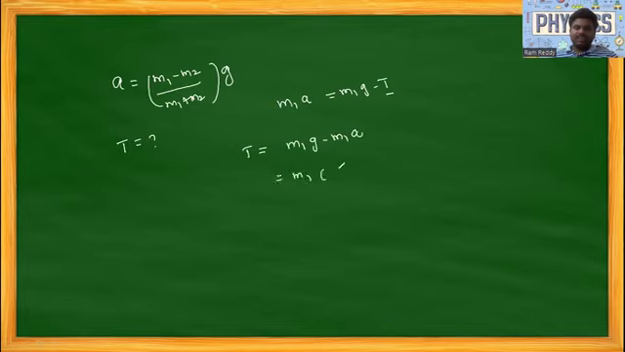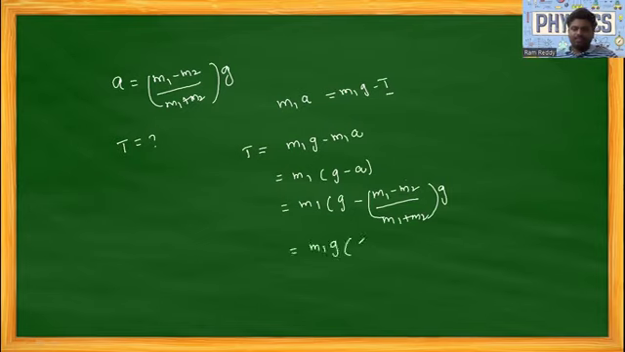Then if we take m1 common, m1 into (g minus a). Here a is (m1 minus m2) by (m1 plus m2) into g. So again we take g outside. So taking m1g outside, it is 1 minus (m1 minus m2) by (m1 plus m2).